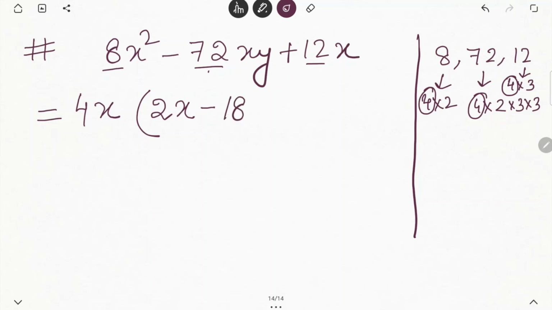Okay, then x divided by x gets cancelled and y is left. There is no y here. Okay, next is again 12 divided by 4, that is 3, and x divided by x gets cancelled. So we are left with 2x minus 18y plus 3.